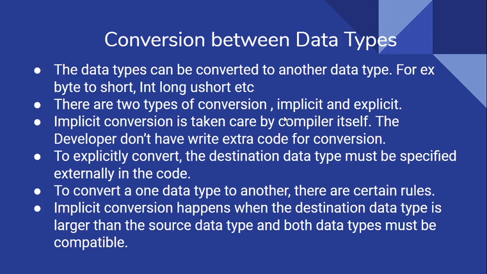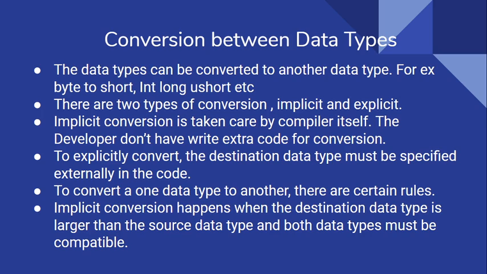There is another concept of conversion between data types. A data type can be converted into another data type, for example, byte to short, int to long, ushort, etc. There are two methods by which we can convert one data type to another: either implicit conversion or explicit conversion.